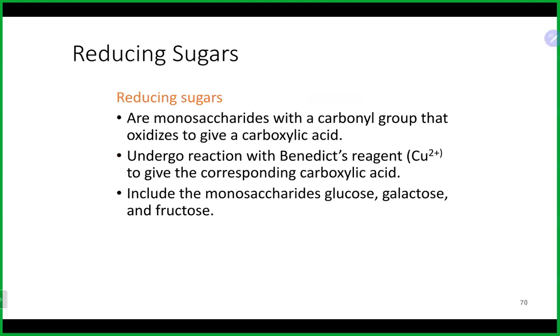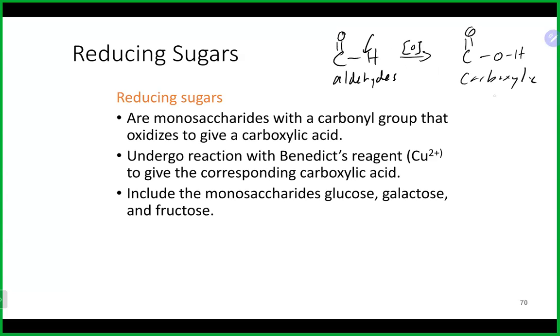Monosaccharides are what are referred to as reducing sugars. Reducing sugars are monosaccharides with a carbonyl group that oxidizes to give us a carboxylic acid. For the most part, it's the same sort of oxidation we talked about with our aldehydes in organic chemistry. That's the one where you insert the oxygen there to make our carboxylic acid, and it works very similarly for our carbohydrates as well.